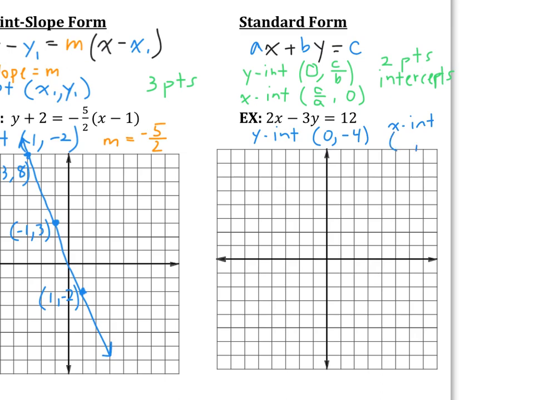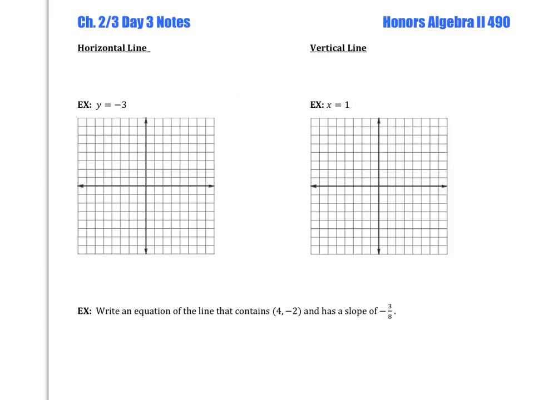Our x-intercept, again, is when y is 0. So now I'm going to cover up that minus 3y portion, and I'm solving 2x equals 12. Dividing both sides by 2, I get our x value to be 6. So now all I have to do is plot those 2 points, and then I can draw my line. So here's the point (0, negative 4). And here's my point (6, 0). And I can draw my line through these 2 points, and we're good to go.